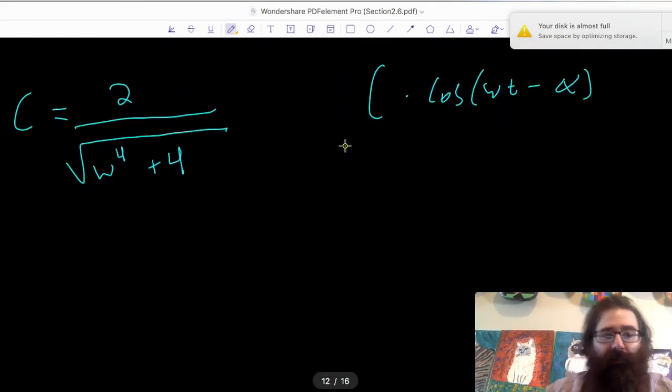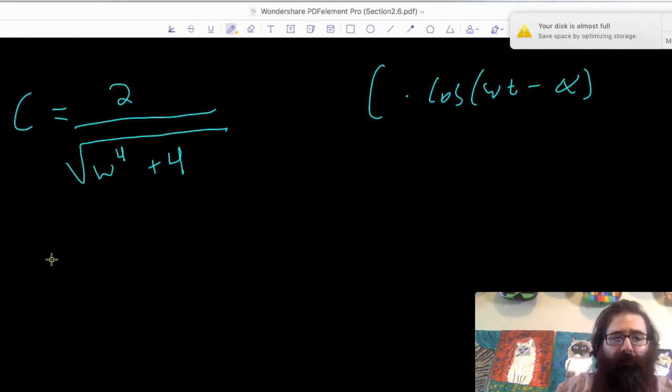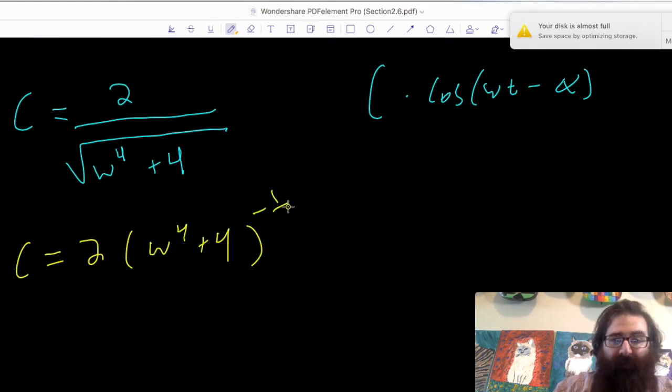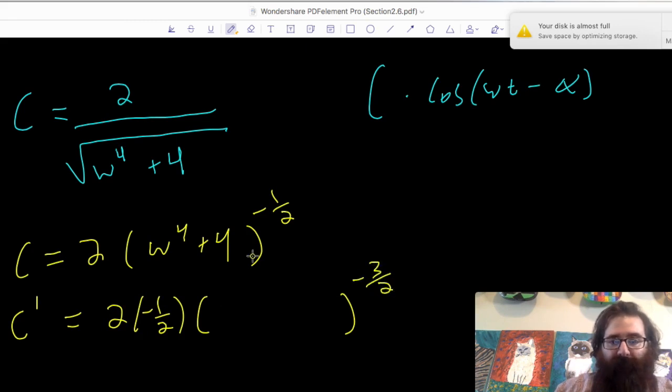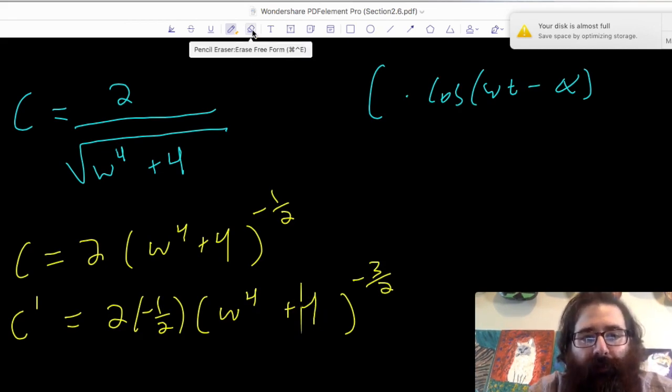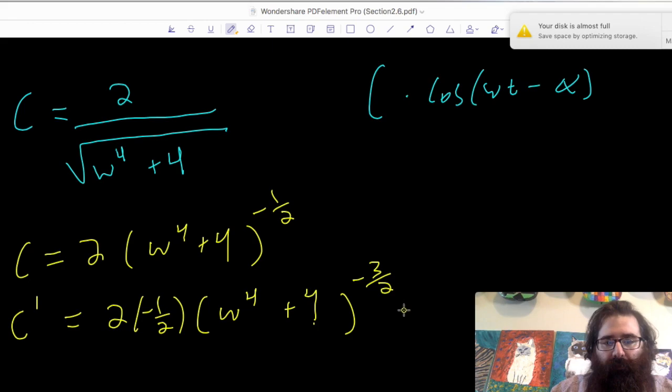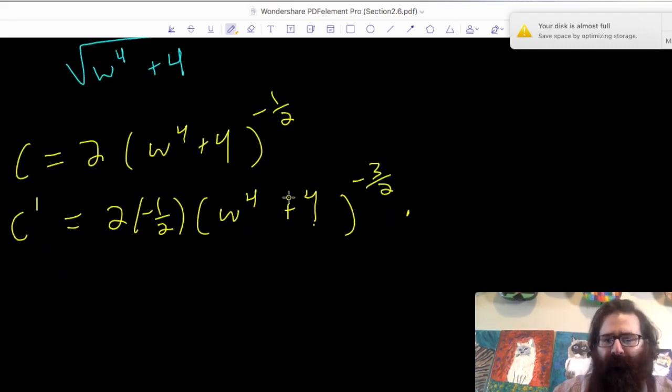Okay, so here's my function. For differentiation, just think of it as a function of omega, and I would rewrite it as 2 times omega to the 4th plus 4, all to the power of negative 1/2, since I got a square root in the denominator. So then C prime, in terms of omega, by the chain rule, I get 2 times negative 1/2 times stuff to the power of negative 3/2. My inner function, I write back inside, omega to the 4th plus 4, times the inner derivative. And the inner derivative with respect to omega: derivative of 4 is 0, and derivative of omega to the 4th gives me 4 omega cubed.